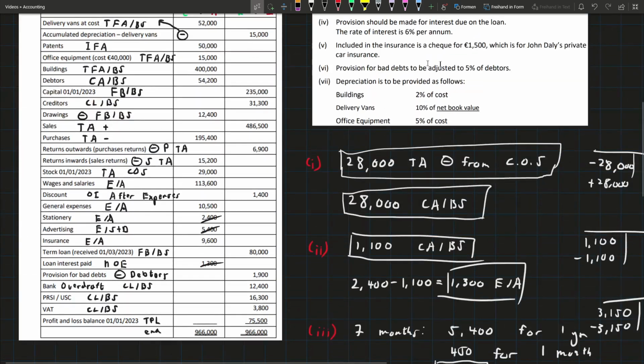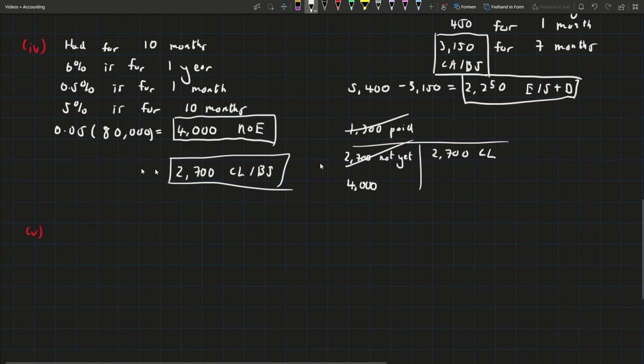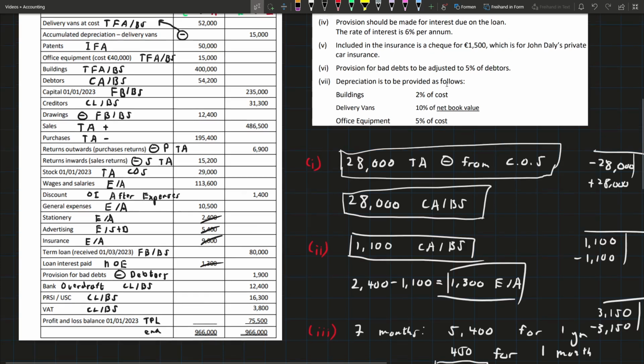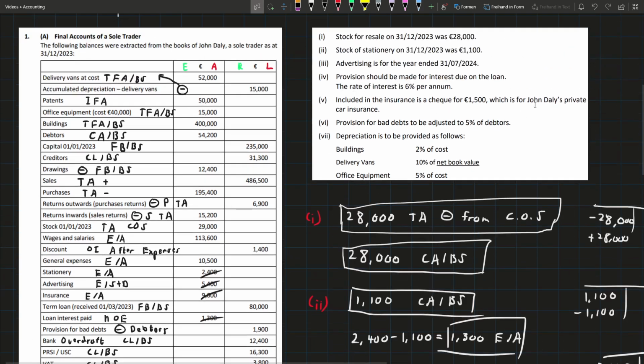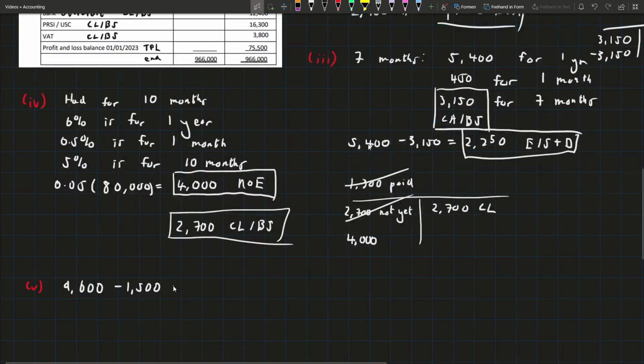Part 5, included in the insurance check for 1,500, which is for his private car insurance. Okay, so basically our insurance figure, which is here, 9,600, cross it out to make sure that you don't put in the old figure because we're going to change it. 9,600 minus 1,500 because that's actually not in the insurance. It's for his own private car insurance. So that'll give us 8,100, and that's our expense in admin for the company. So he only actually spent that much.